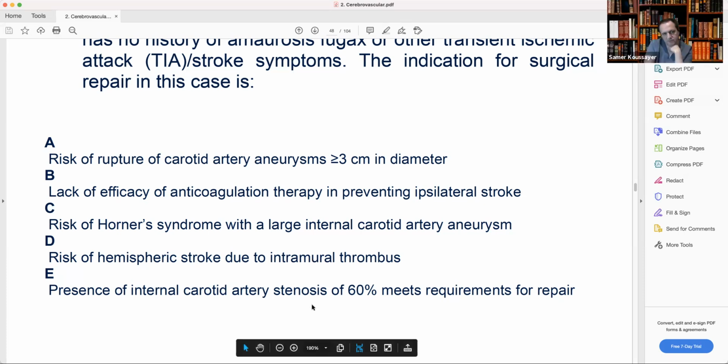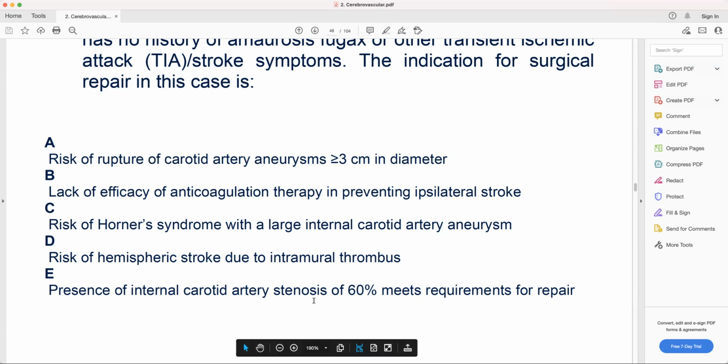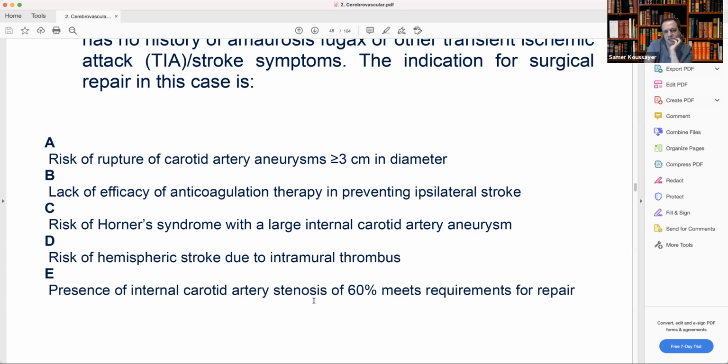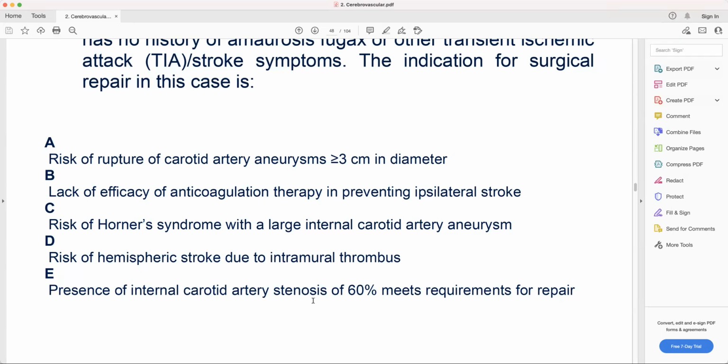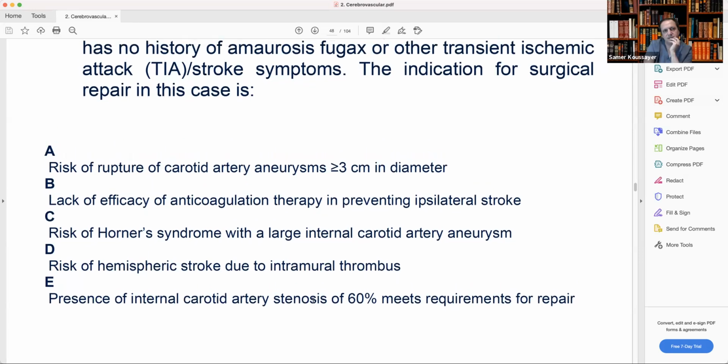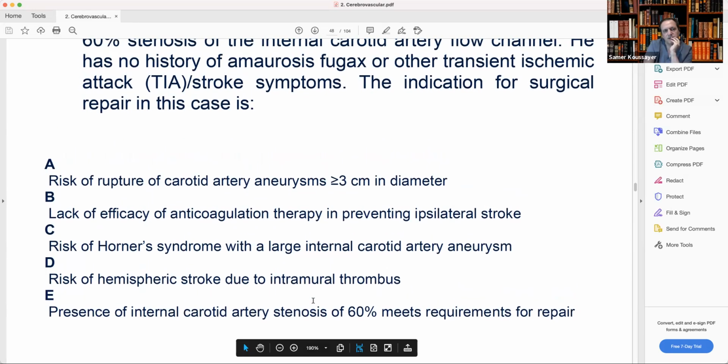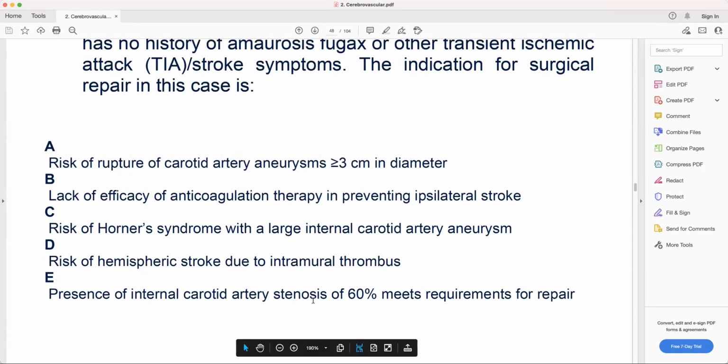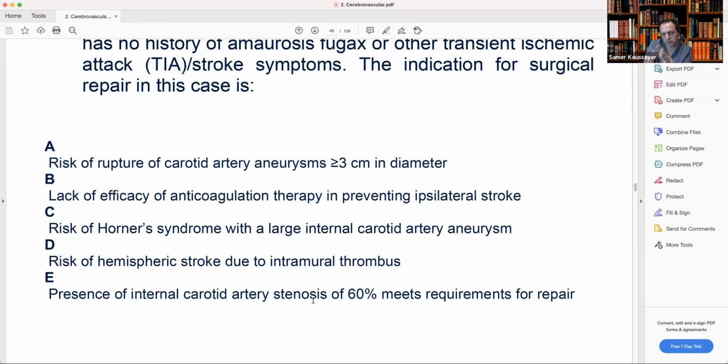Okay. Presence of internal carotid stenosis of 60% meets requirements for repair. No, I don't think this is the indication. Indication is aneurysm. Correct. Yes, sure. So it's a bit tricky, but it is straightforward. So the reason why, again, is always to treat the aneurysm to prevent stroke, not rupture. And again, unfortunately, we don't have a definite size. We go with double the size of the ICA, okay?